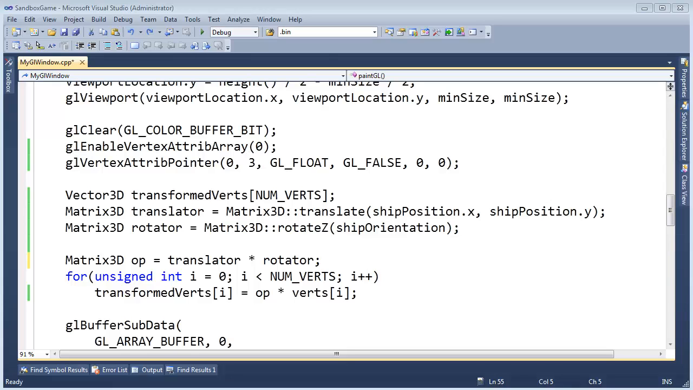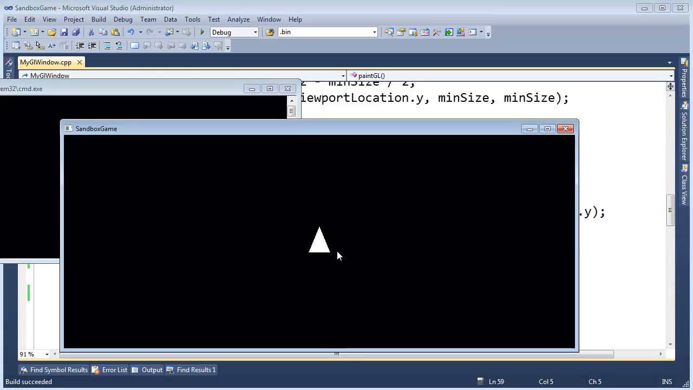Alright, I'm going to do something that should hopefully mess with your mind a little bit, but I think it's kind of fun. I'm going to grab the rotator matrix, and instead of putting it on the right side, I am going to place it on the left. Put an asterisk there. So we implement our multiplication and run this program. And again, we have our ship.